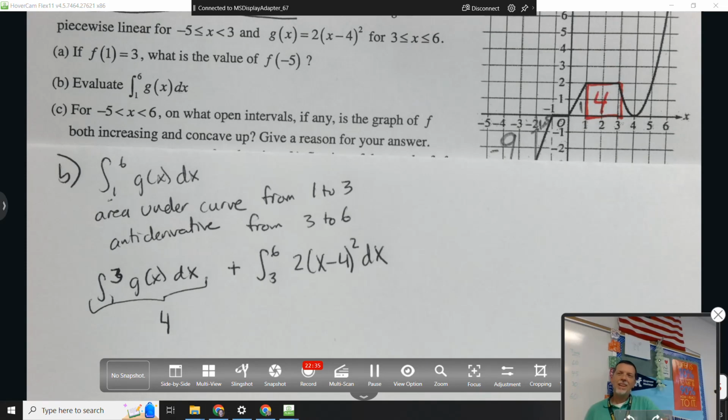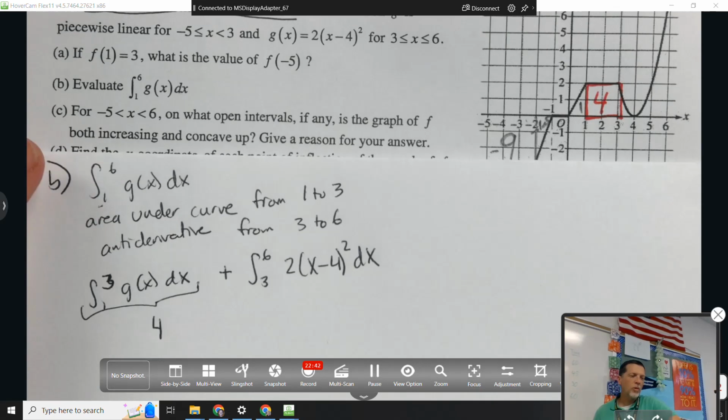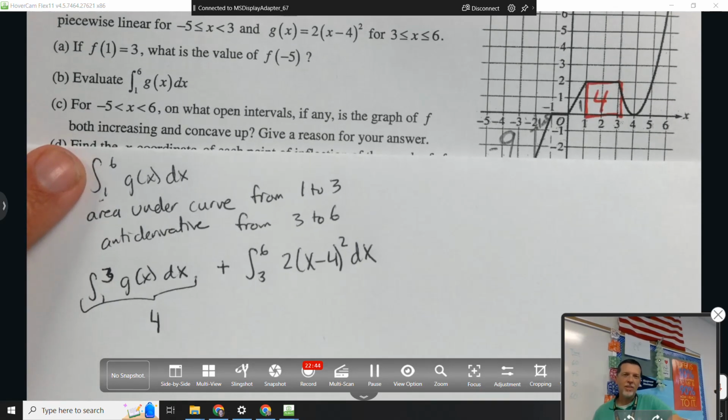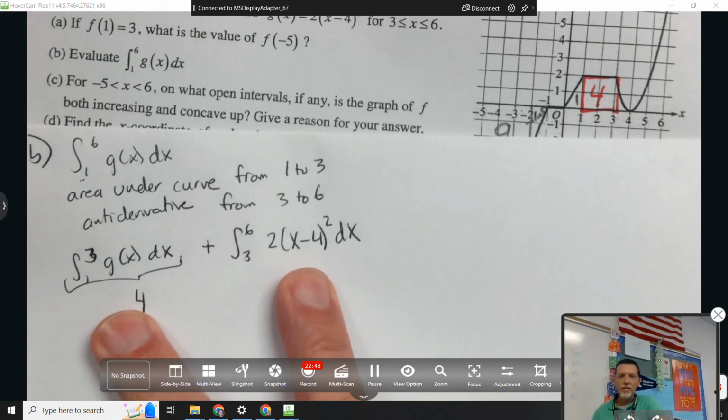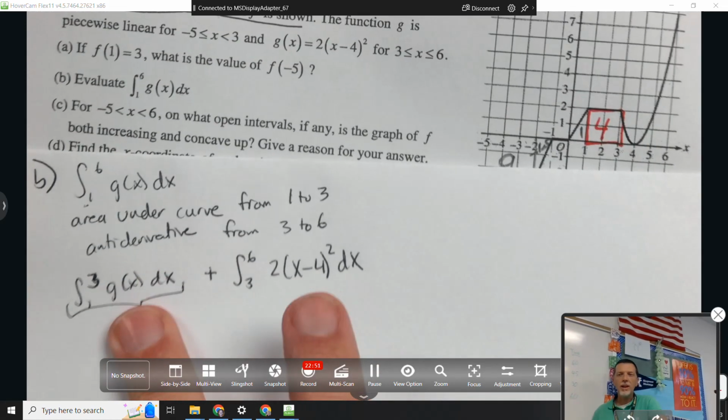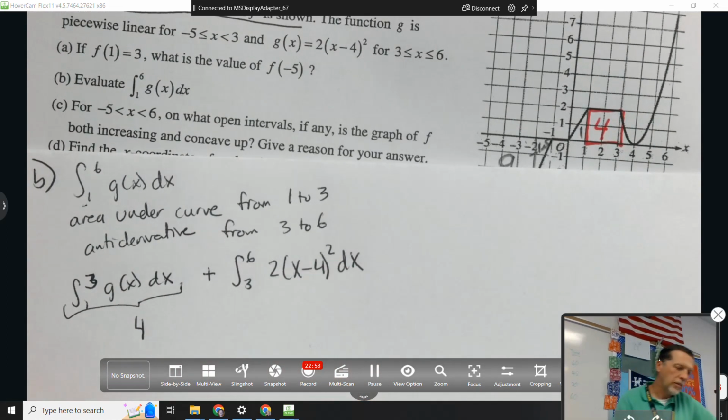This is what AP likes to do, right? They've combined two things in one problem. We talked about this before, you have to know that that symbol means antiderivative, but also area. I don't know that we've done a problem where you had to use both of them in one problem. But we got the area part, now we need the antiderivative part.